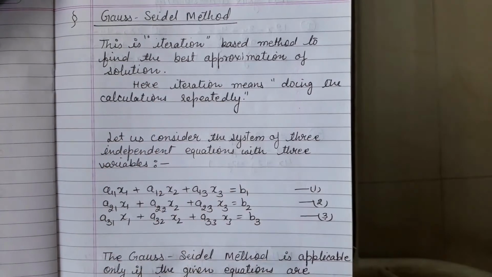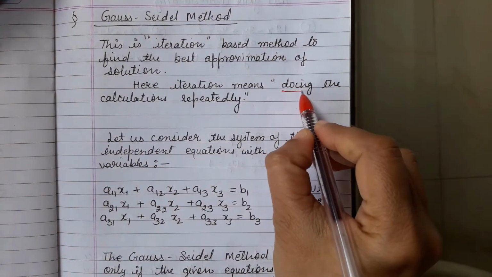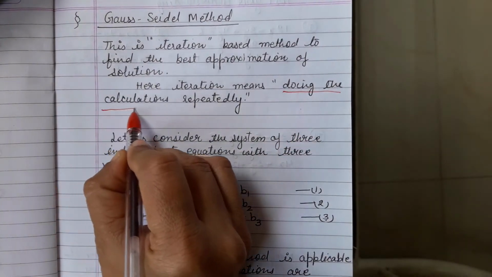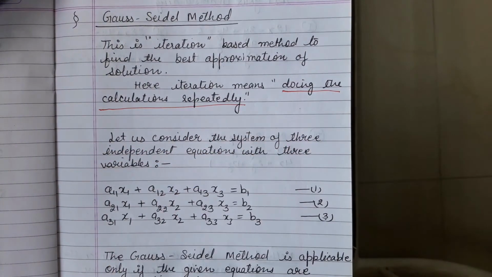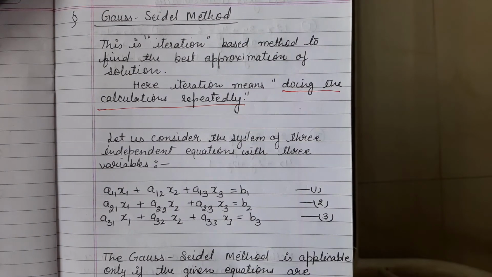And here, what is the meaning of iterations? Iterations means doing the calculations repeatedly. After the first iteration, the first calculation, we get some solution, and by doing the same calculation multiple times, we rectify it and get a better solution than the previous one. So this method is based on that.